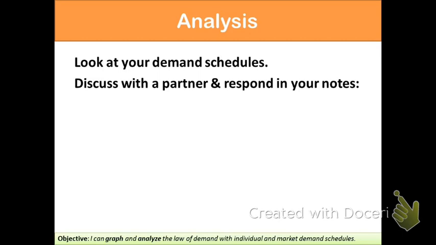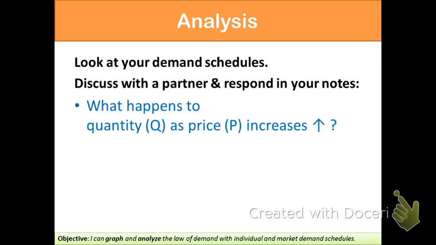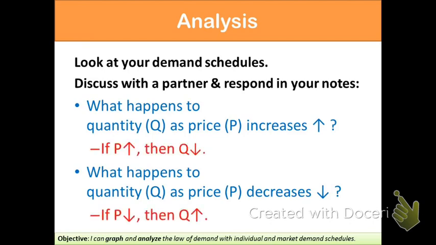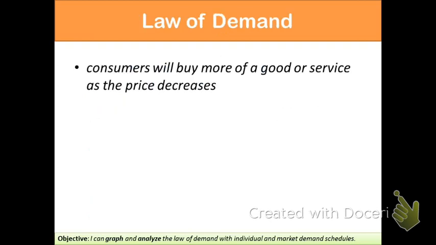And so if we analyze that data and we look at what happens to quantity as price goes up and what happens to quantity as price goes down, we find that if price goes up, quantity decreases, and if price goes down, quantity increases. So they're opposites. And so we take this analysis and we get the law of demand, which basically says that consumers will buy more of a good or service as the price decreases, or vice versa.